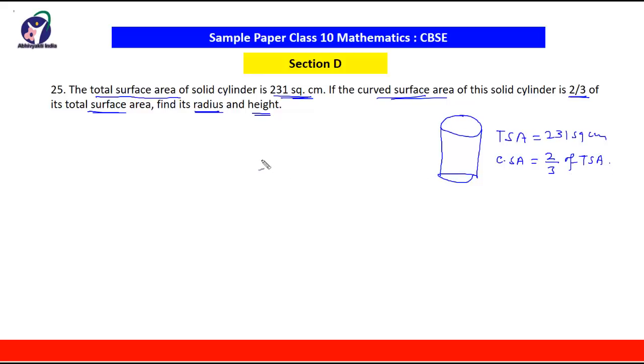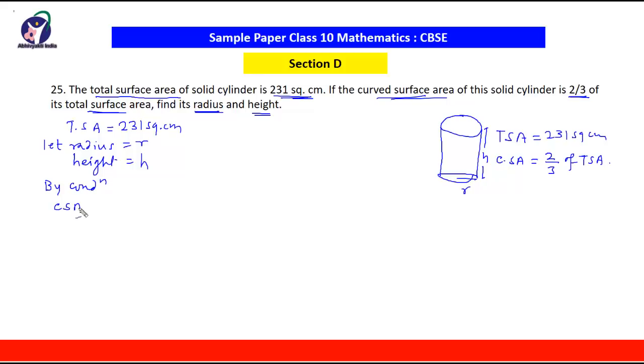It is said that the curved surface area of that cylinder is 2/3 of the total surface area. So first we will take that r is the radius of the cylinder and h is the height of the cylinder. First write the given things: total surface area is equal to 231 square centimeter, radius of the cylinder is r, and height of the cylinder is h. By condition, it is given that curved surface area is equal to 2/3 of total surface area.